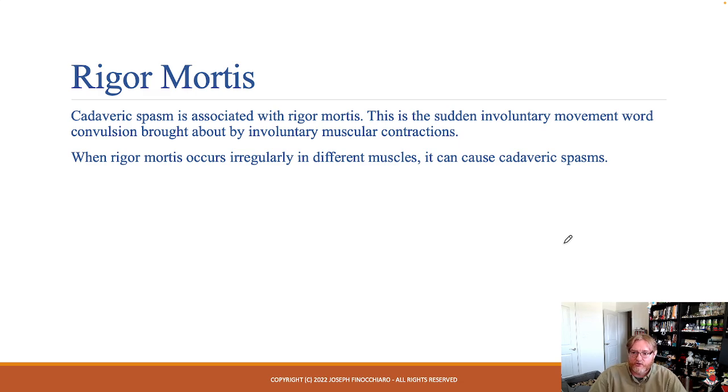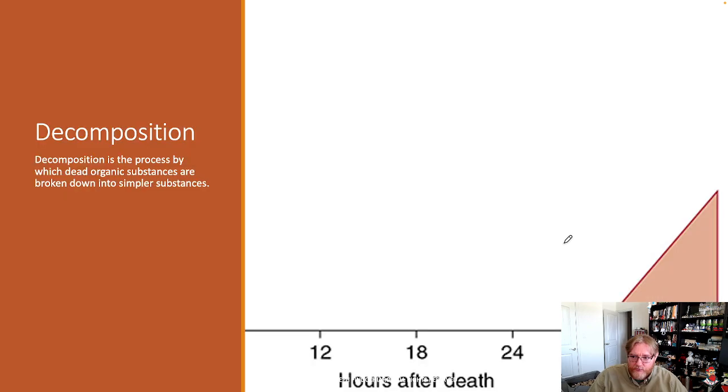Cadaveric spasm is associated with rigor mortis. This is a sudden involuntary movement or convulsion brought about by involuntary muscle contractions. When rigor mortis occurs irregularly in different muscles, it can cause cadaveric spasms. Do not be surprised if a limb starts to articulate, if something starts to tap. There was a Nicolas Cage, Sean Connery movie back in the day called The Rock, and Sean Connery is playing basically an older James Bond, and when he murders someone, some terrorist, the foot starts tapping after death, and that would be a Hollywood-emphasized form of rigor mortis.